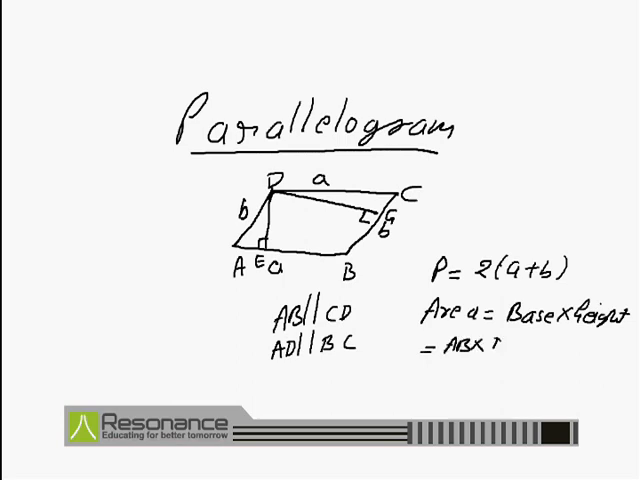So the area of the parallelogram is AB times DE. Now when I take the base as BC, the corresponding height is DG. So the area of the parallelogram becomes BC times DG. So the area of the parallelogram is base times height, and the perimeter is equal to 2(a + b). Now we move to the questions related to parallelogram.